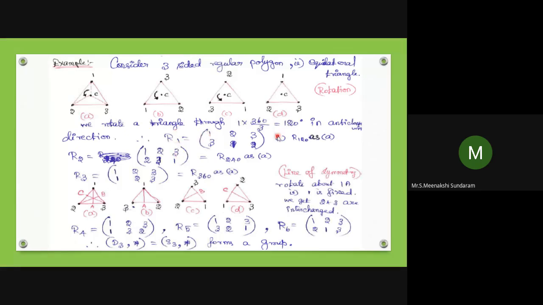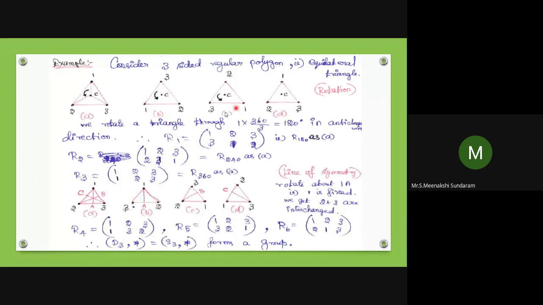So 1 2 3 is the initial position, the identity. After rotating by 120 degrees, instead of 1 in the position, 3 has come. So instead of 1 I write 3, instead of 2 I write 1, instead of 3 I write 2. That is a rotation, which I take as R1. This is called the identity: 1 maps to 1, 2 maps to 2, 3 maps to 3. For the anti-clockwise rotations I can give names. So that is R120 degrees as A. Then R2 is 1 2 3.